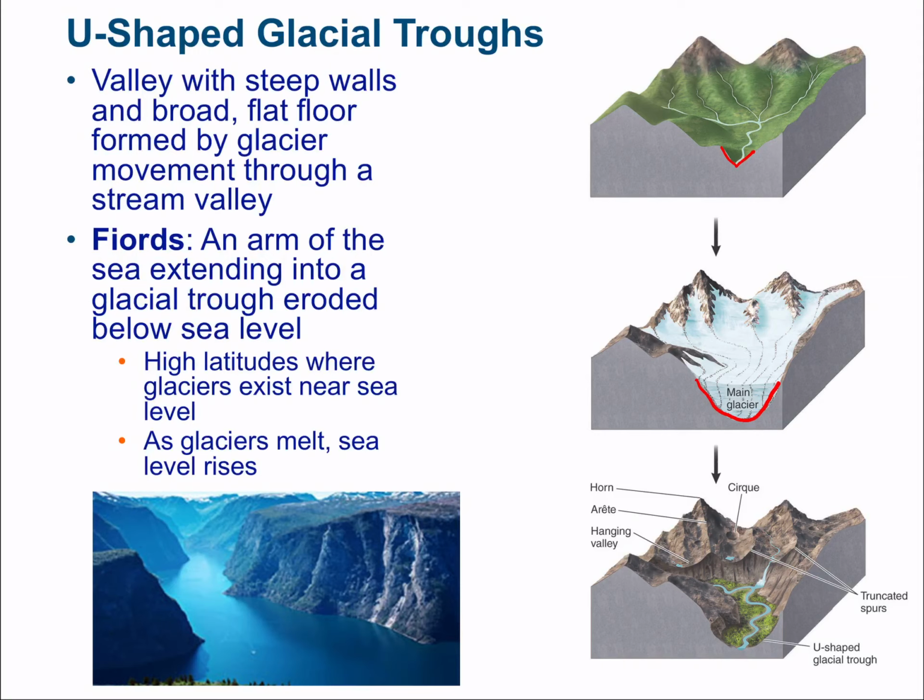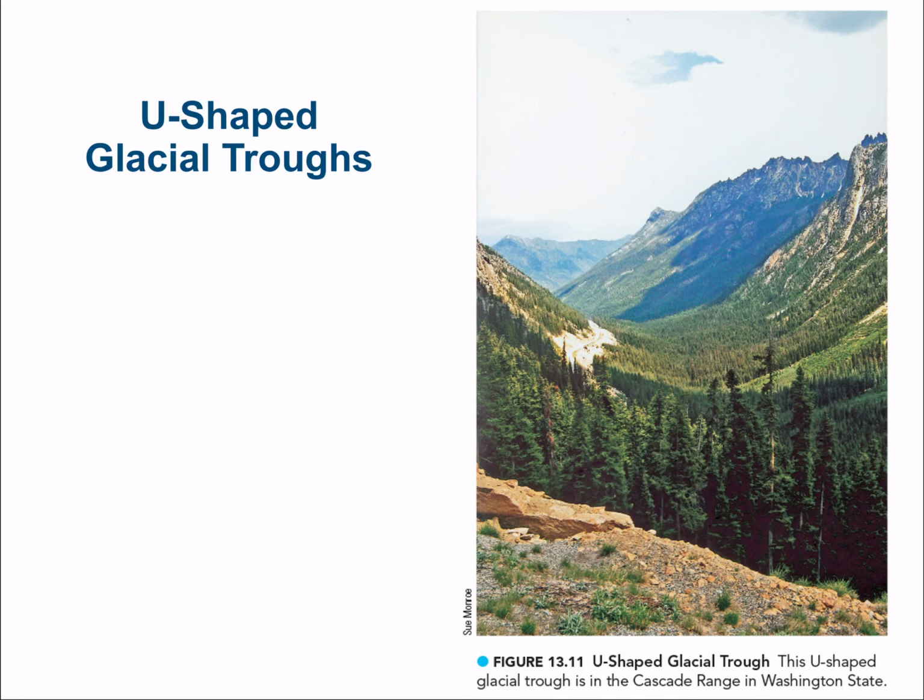You might also see what's known as a fjord, which is shown in the picture on the left. A fjord is just an arm of a sea that extends into that glacial trough that's eroded below sea level. Here's a wonderful picture of a nice U-shaped trough that you see in Washington State.